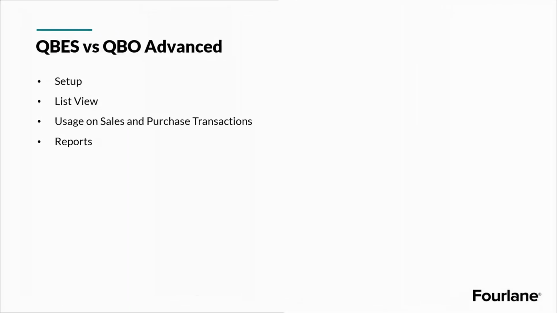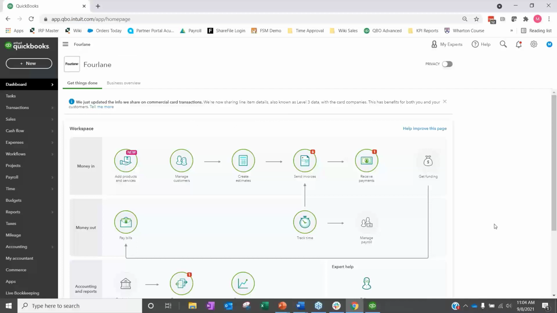So when we're looking at Enterprise versus QuickBooks Online Advanced today, we're going to be talking about setting up the items. We're going to spend most of our time in QuickBooks Online Advanced because we're trying to build comfort levels of what it is capable of doing. We can talk about the list view a little bit, usage on sales and purchase transactions, and then reports. So let's dive over into the product.